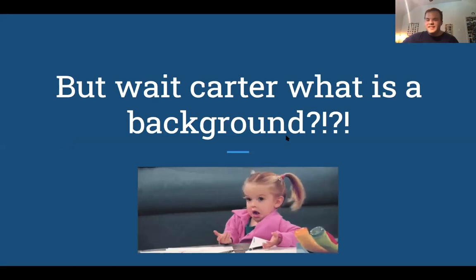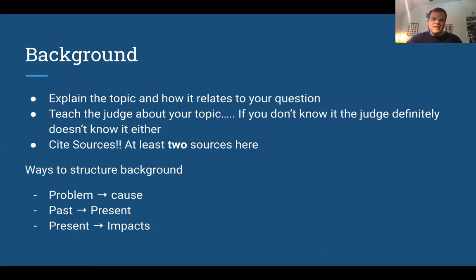Okay, but what is a background? Good question. A background is what you're going to explain your topic to the judge. So a rule of thumb is when you're doing Extemp, pretend that your judge knows absolutely nothing, or that they just don't know what you're talking about and you need to inform them. Because a big piece of Extemp is to answer the question, and you can't answer the question if the judge doesn't know what your question is about. So how do you do that? You need to explain the topic to the judge.